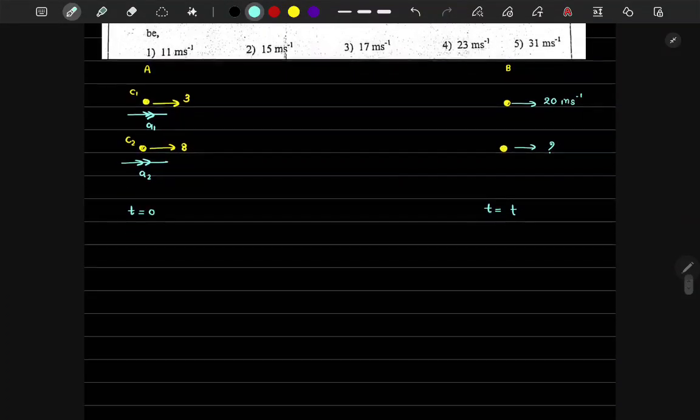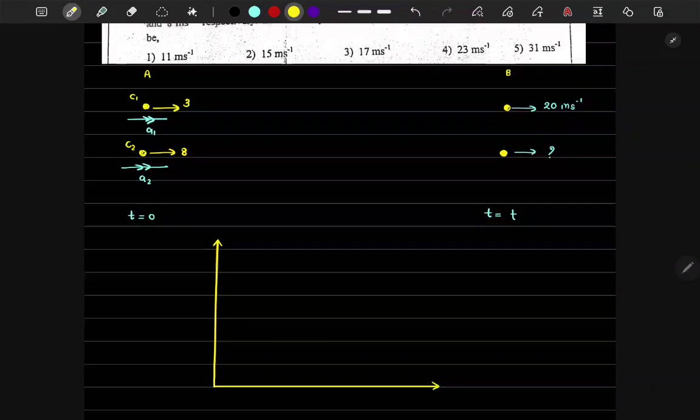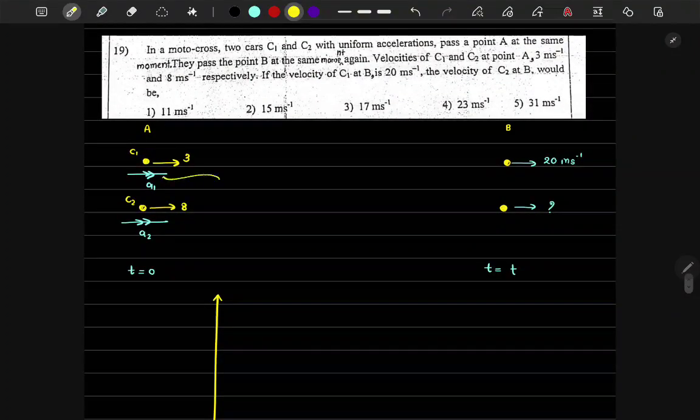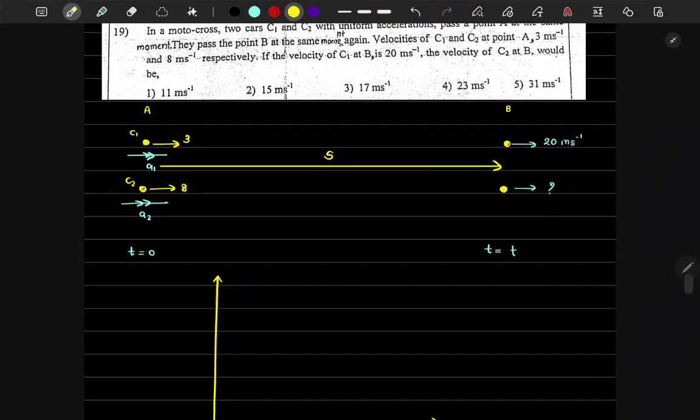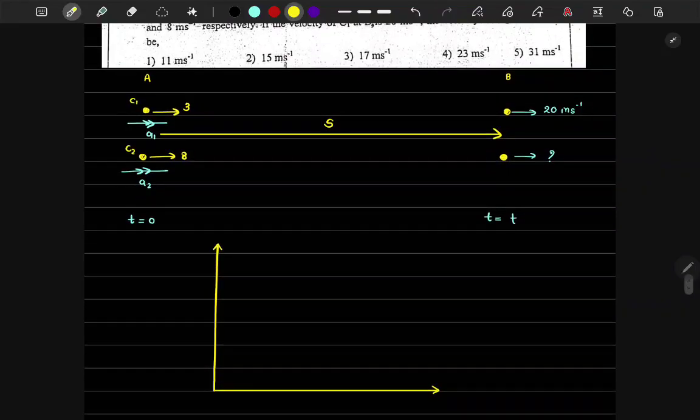Now the best thing to do here is to draw the velocity time curves, keeping in mind that for this to happen, both the objects must move the same displacement during the same time under two different velocities, under two different accelerations.